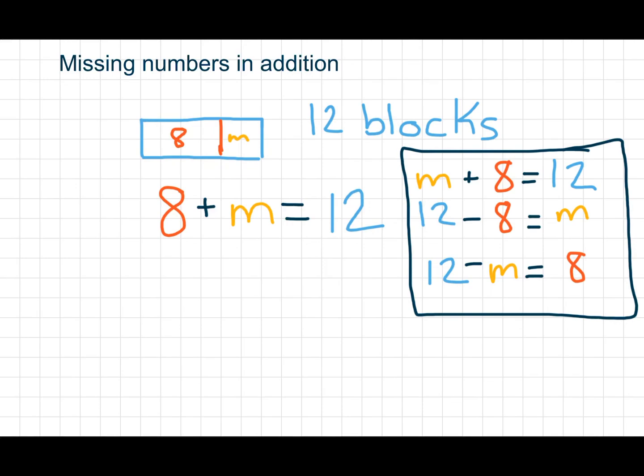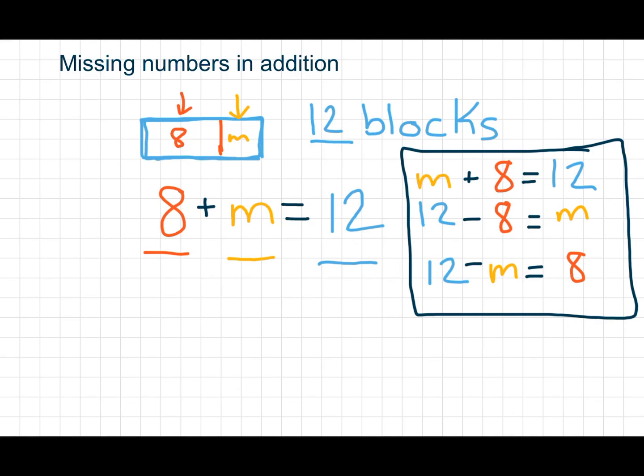So I've drawn a figure here that consists of 12 blocks. If you count them, there's 6 by 2, there's 12 blocks. And I've put a divider there. On one side of the divider we have 8 blocks, right here. And on the other side of the divider, we have an unknown number of m blocks, okay? So we know that the total is 12 blocks. We have 8 blocks plus m blocks equals 12 blocks.